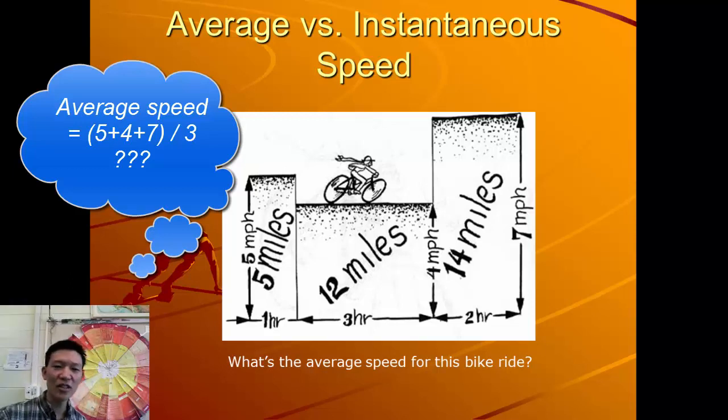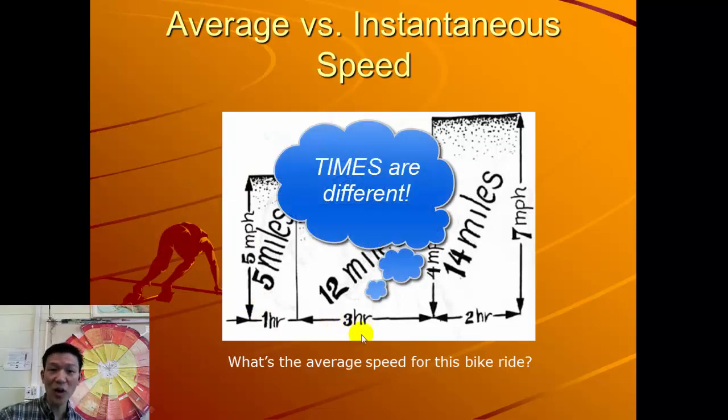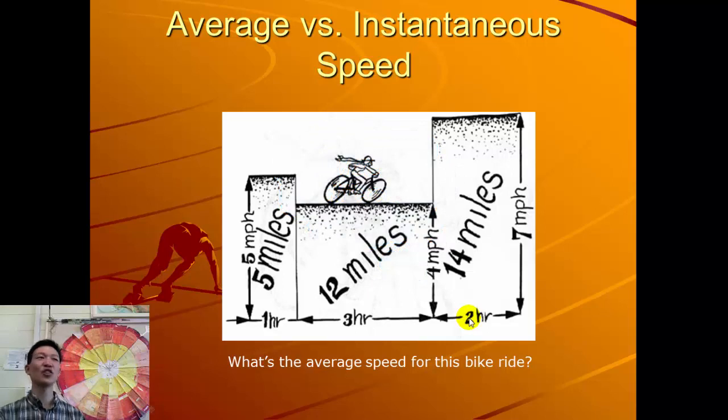Can you see here? Notice we only went 5 miles per hour for an hour. For the bulk of the ride, for 3 hours, we were going at a slower speed, and then only for the last 2 hours we sprinted, okay? So this could be a really complicated problem, like you have to do a time-weighted average, blah, blah, blah. Too complicated. Make it easy.